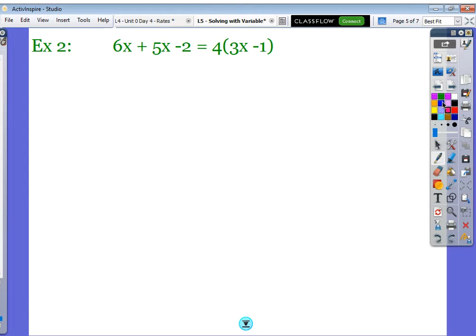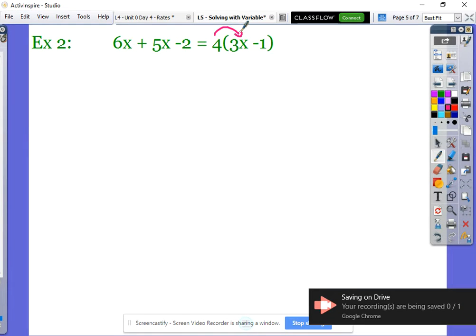All right, so hopefully you've tried this out and you're able to give this a shot. So the first thing is distribute. So I'm going to go ahead and distribute right here. If I distribute, I'm left with 12x minus 4. Rewrite the rest of the equation. It's already there: 6x plus 5x minus 2.